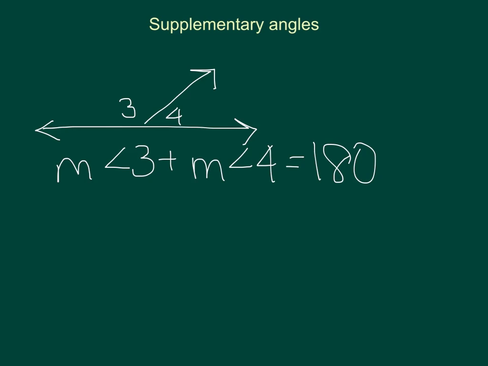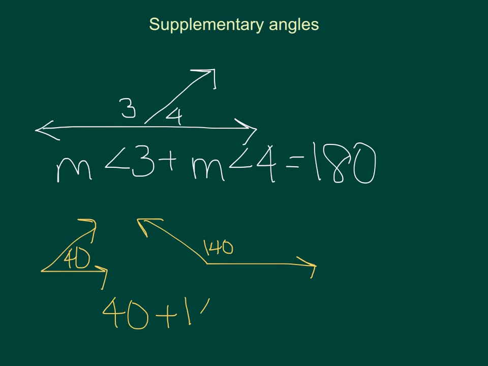You could also have an example where you have a 40-degree angle and 140-degree angle, and 40 plus 140 equal 180. When you have supplementary angles, one of the angles will always be 90 degrees or greater because it has to add up to be 180. If it's 90 degrees, then you would have two 90-degree angles.